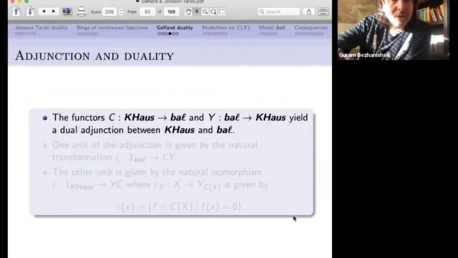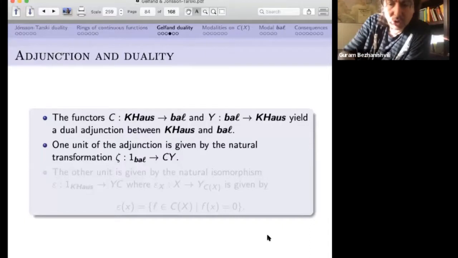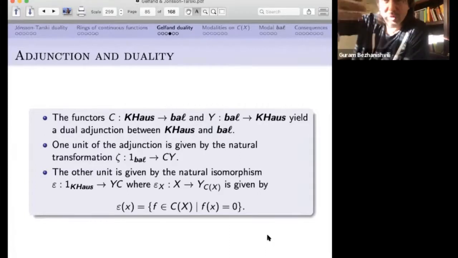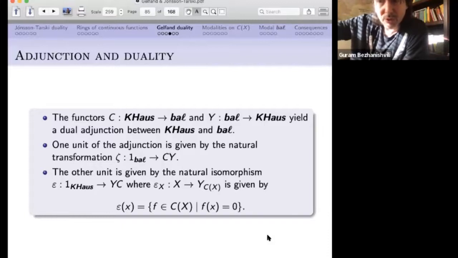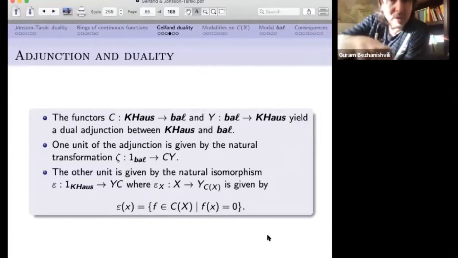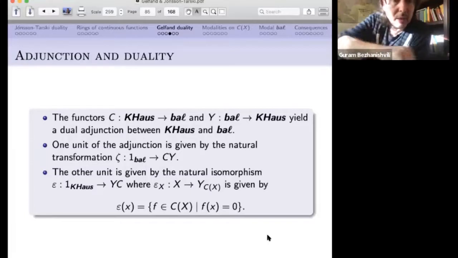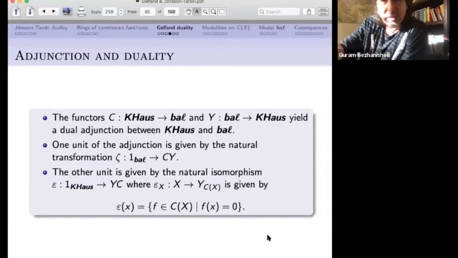Okay, so now we're getting our adjunction and duality. We have these two functors, and these two functors come with their units. Since I have a dual adjunction, usually you talk about units and co-units, but it's hard to say which one is unit and which one is co-unit, because you turn things upside down and then whatever was unit becomes co-unit and the other way around. And so what's going on is that we really have this dual adjunction, one unit of which is exactly this zeta, which allows our representation. And on the topology side, we get this epsilon. And how do we define epsilon? This is exactly the same way as Stone duality works. You look at all the functions.